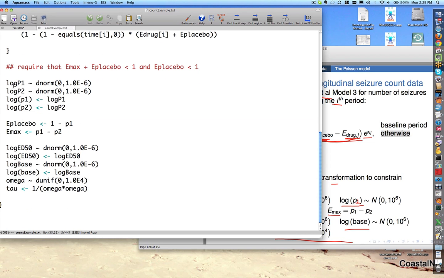And again, I've defined this P1 and P2 in here as a set of parameters that enforces the constraint that we want our E placebo and our Emax plus E placebo to both be less than 1. So that's what's going on right there. And then the rest of them are pretty straight ahead. I've got the log of ED50 is normal, and then I convert it back to the ED50 for later calculations. Similar thing for the baseline value, and our omega being the standard deviation for inter-individual variability, and converting it to a precision.